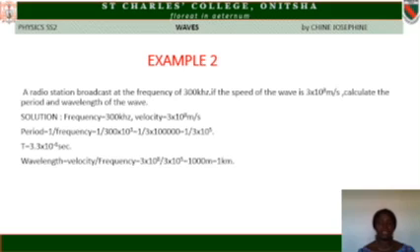3 times 10 raised to power 8 is our velocity, and then our frequency, don't mind that frequency is 3 times 10 raised to power 5. Then the answer becomes 1000 meters. And that 1000 is equal to kilo. So we have 1 kilometer.